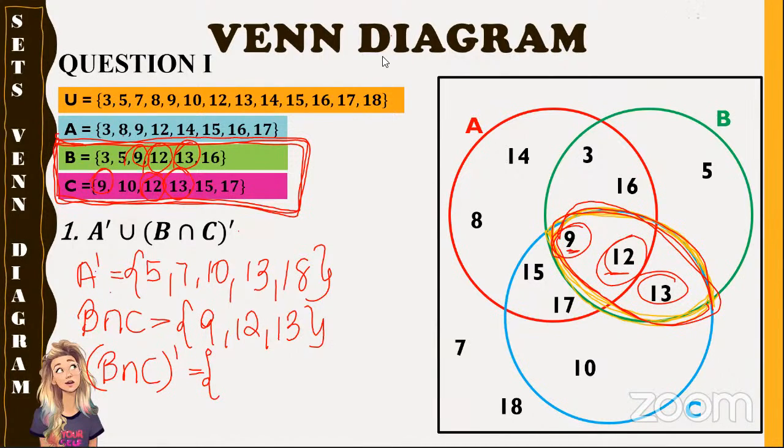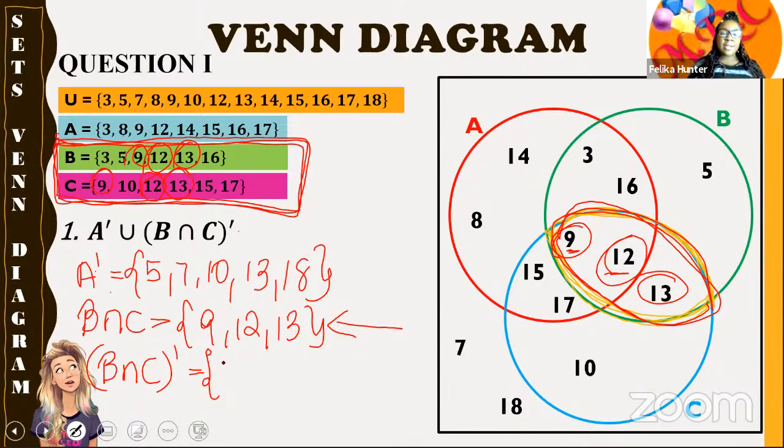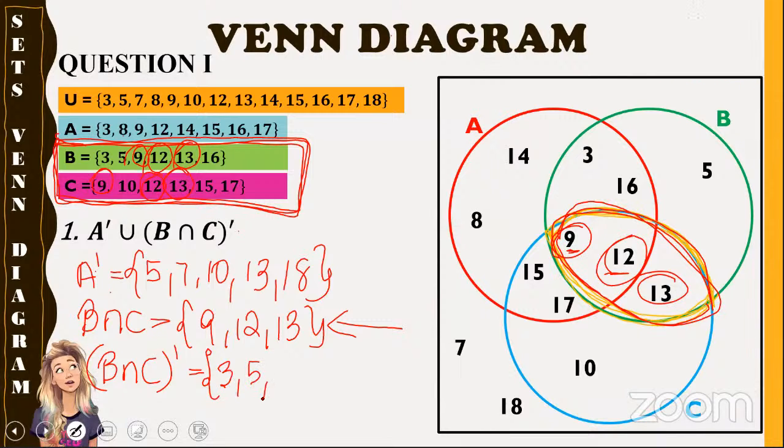So look at it now, Simone. You're looking for what is B intersect C complement. So you're looking now at the numbers that are in it. It's 3, 5, 8, 10, 14, 16.